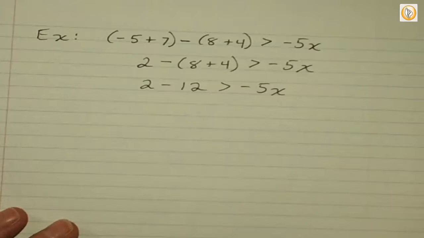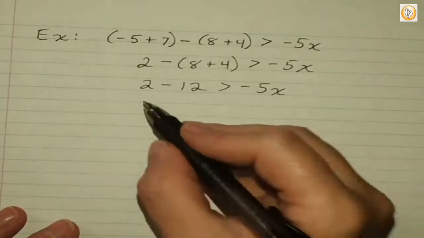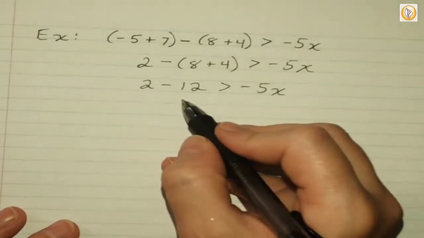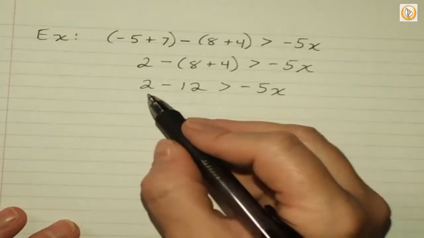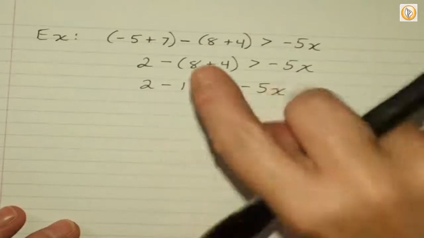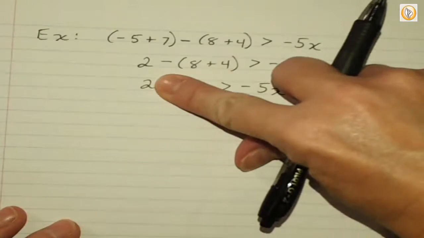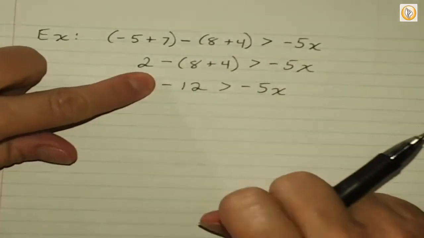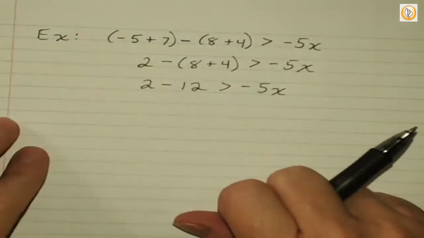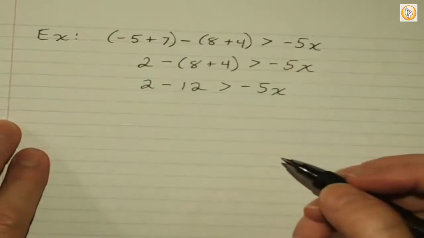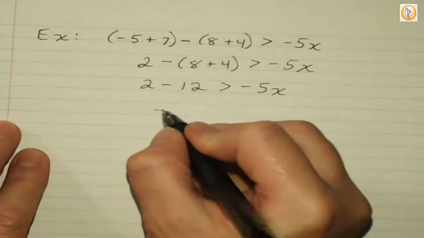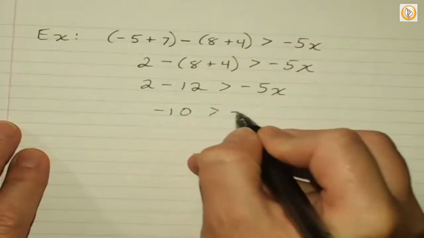Someone else, what do I do? Raise your hand. Kelly? Then you minus 2 or 12. 2 minus 12, and what do you get? What sign is the 2? A positive. What sign is the 12? A negative. So then your answer is? Negative 10. Negative 10. Rewriting my problem.